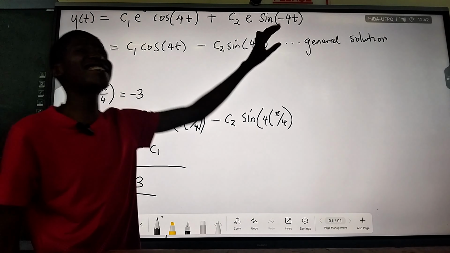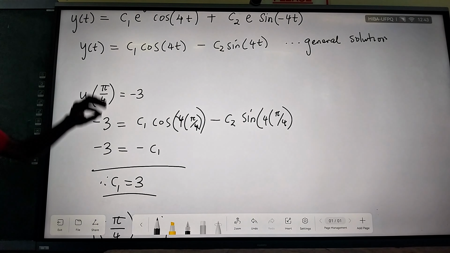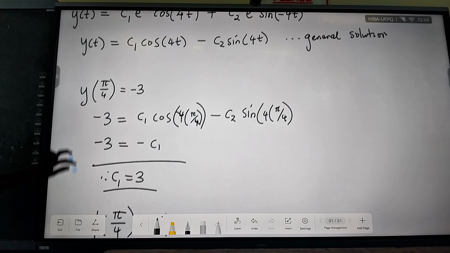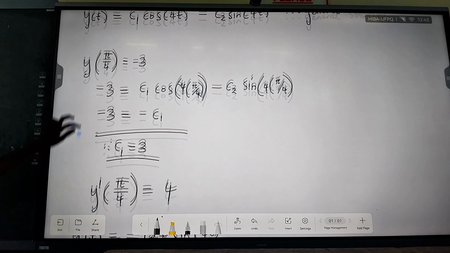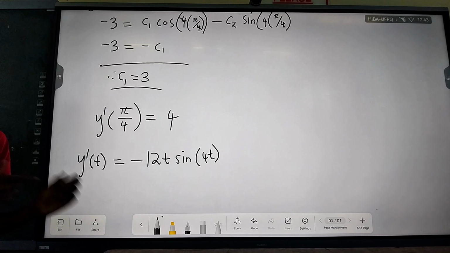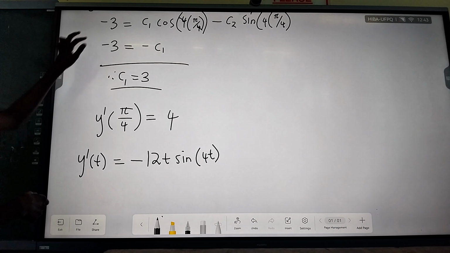Now we differentiate this. So c1 is equal to 3. When you differentiate this equation, because they gave you that the value of the derivative is 4 only if the value of t is pi over 4, you must first find the derivative. That's why we are differentiating here. So we get minus 12, just minus 12 only. So this is minus 12 sine of 4t.